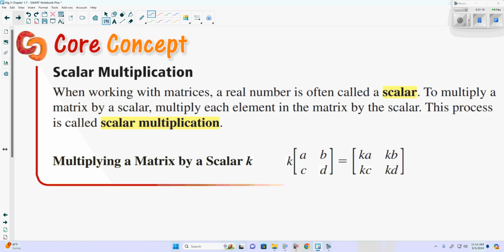Scalar multiplication. All we're going to do is take a scalar, a number, and multiply the matrix by it. We take whatever that scalar is and multiply it by every element in the matrix.